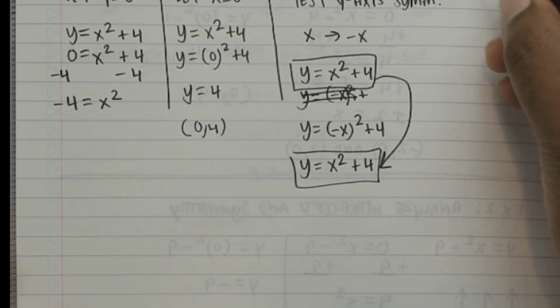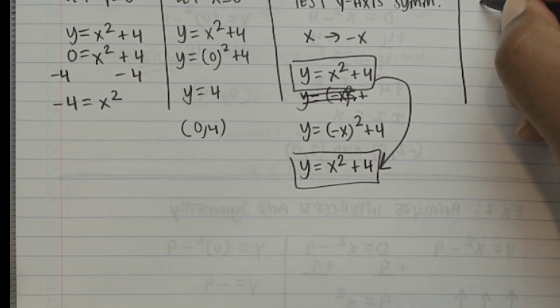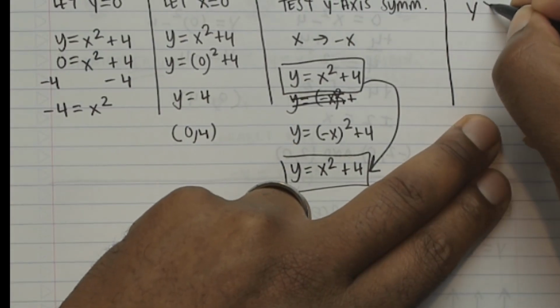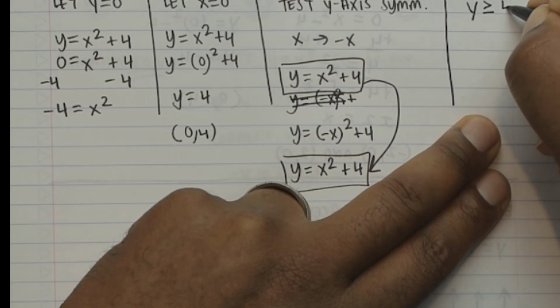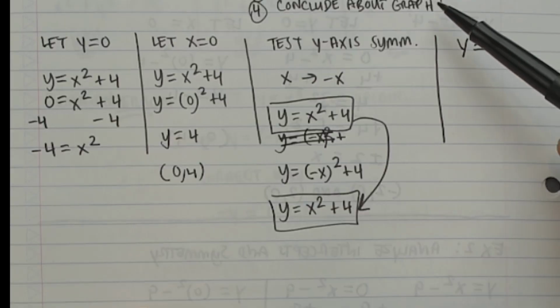y is greater than or equal to 4. Okay, so that's what we can conclude about this graph.